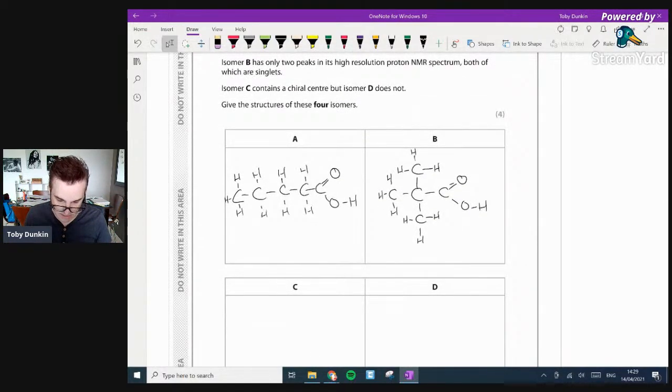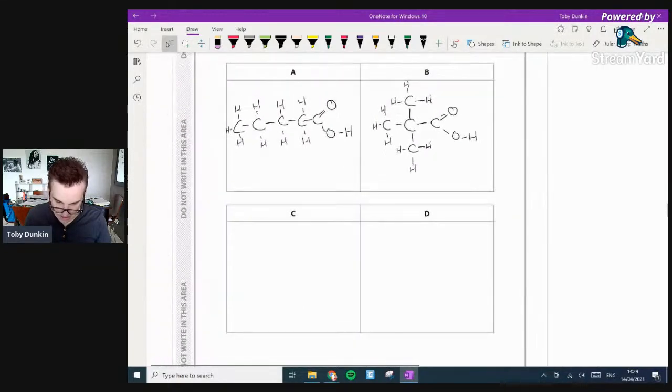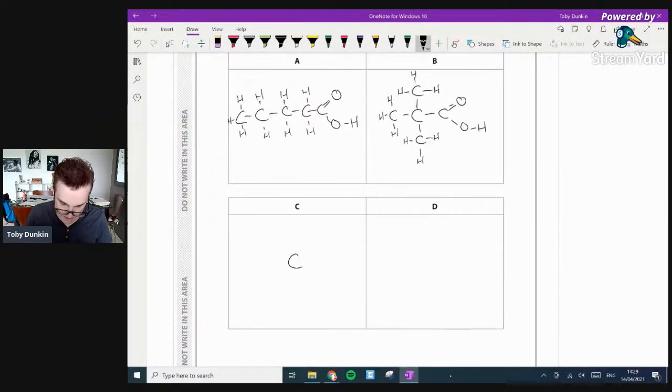C contains a chiral center, but isomer D does not. Okay, so C contains a chiral center. Now put all the pieces on that you can. Put an H on there. How many carbons do I have left? 3, so I'm going to put a CH3 on that guy. That's clever, isn't it? That's the way I always do that whenever they say chiral centers. Draw a carbon and then make it different. There you go, that works.